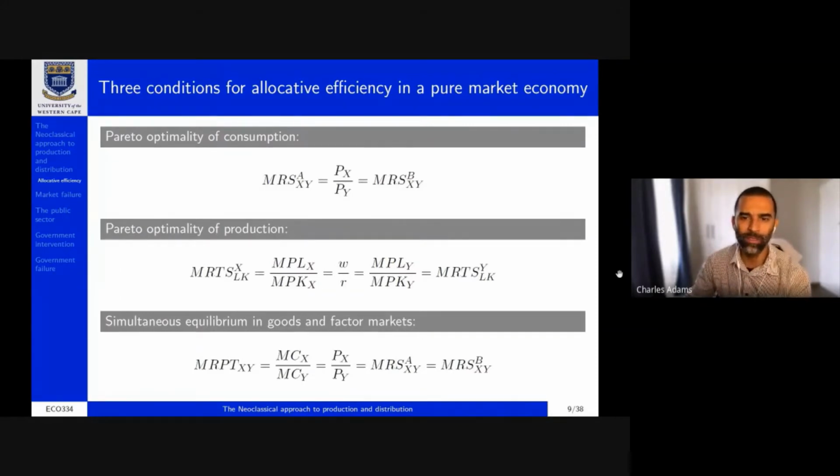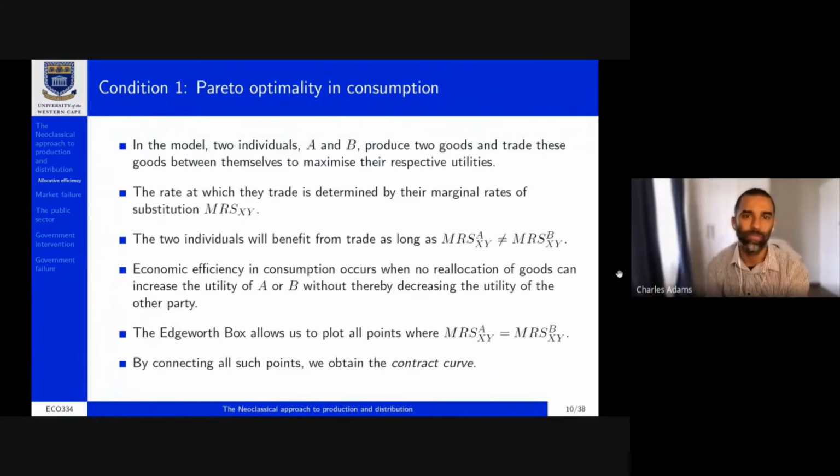All right. So let's look at what these conditions look like in a graphical sense. Overview, the Pareto optimality in consumption. In the model, we have two individuals. They produce two goods and trade these between themselves to maximize their respective utilities. And the rate at which they trade will be determined by the marginal rates of substitution. The two individuals will benefit from trade as long as there is divergence between the marginal rates of substitution. So as long as MRS for A is not equal to MRS for B, there's room for gains from trade.